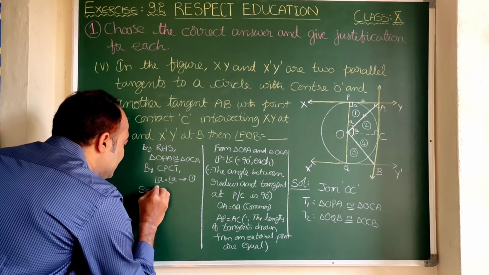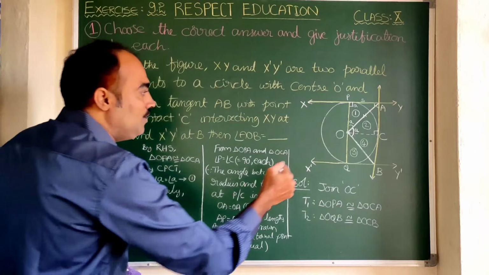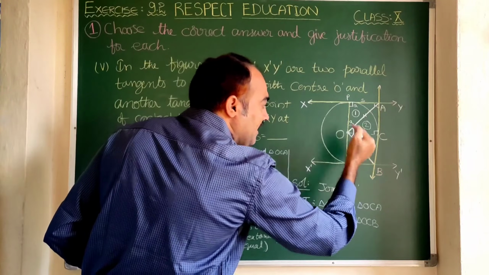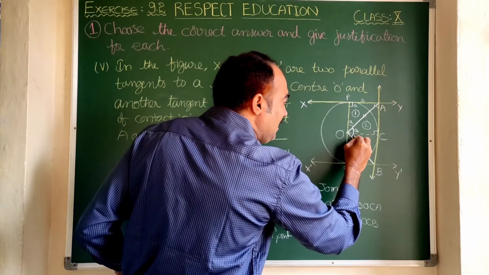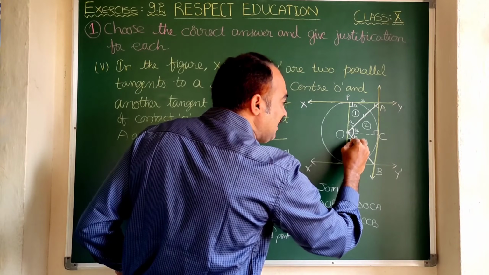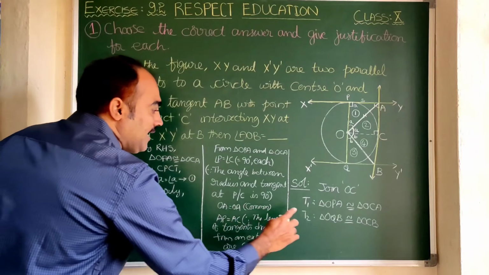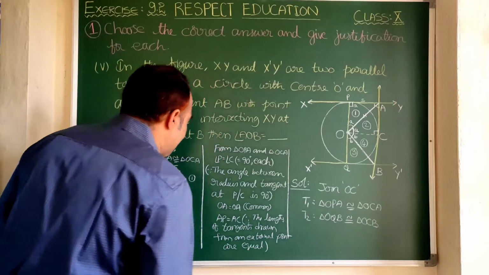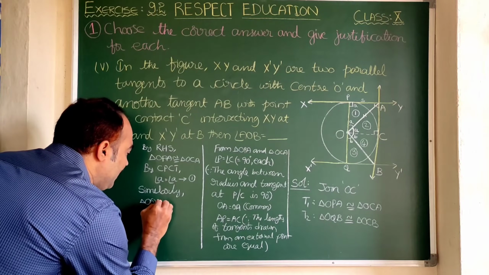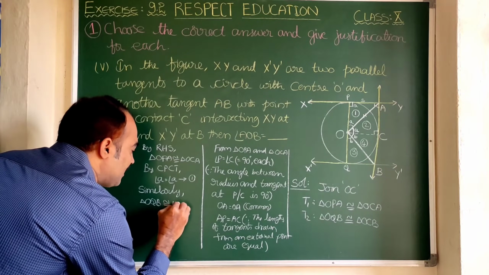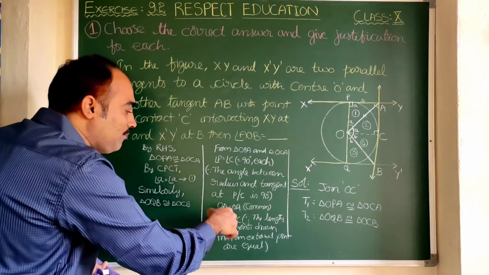Similarly, when we prove triangles 3 and 4 are congruent with the same logic, then this angle B is equal to this angle B by CPCT. So here we can write similarly, we can prove these two triangles are congruent. So triangle OQB is congruent to triangle OCB. This can be proved with the same logic.